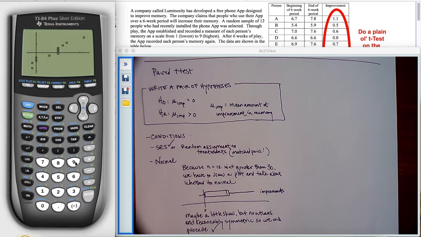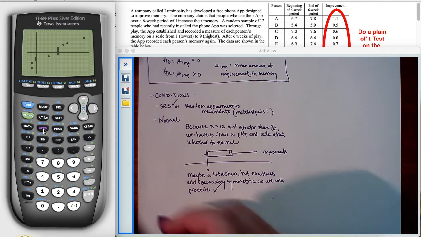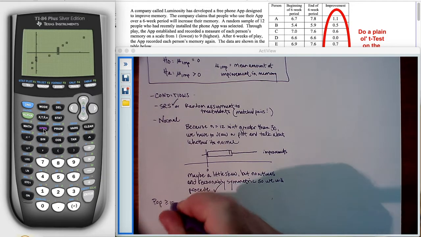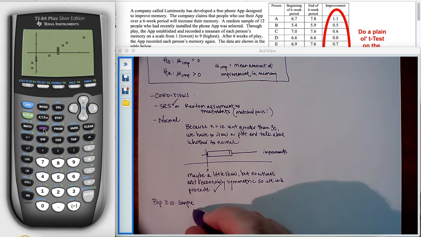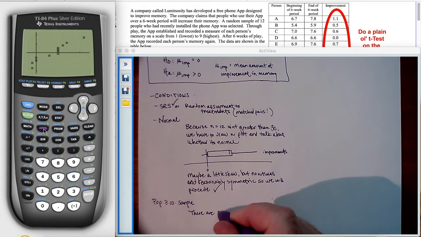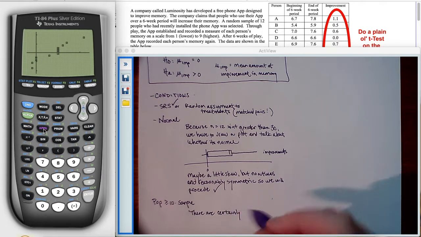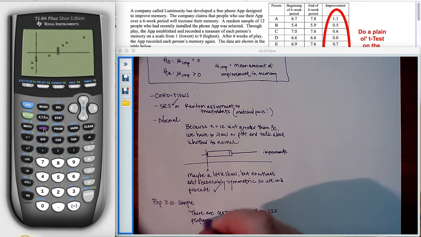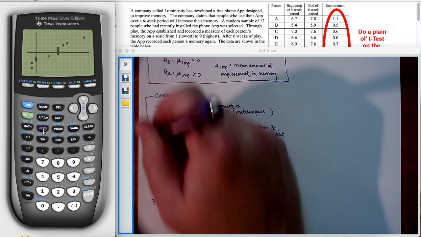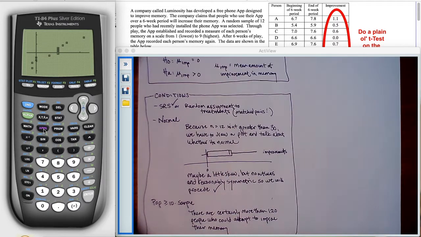The idea is if you see a straight line of the data points versus their standardized values, then it's justified in arguing normality. The third condition is that the population has to be bigger than 10 times the sample, as always. Are there at least 12 times 10, 120 people that could have done this app to try and improve their memory? Of course there are. So it's the same 3 conditions for a normal one-sample t-test, but the one sample is just the sample of differences.